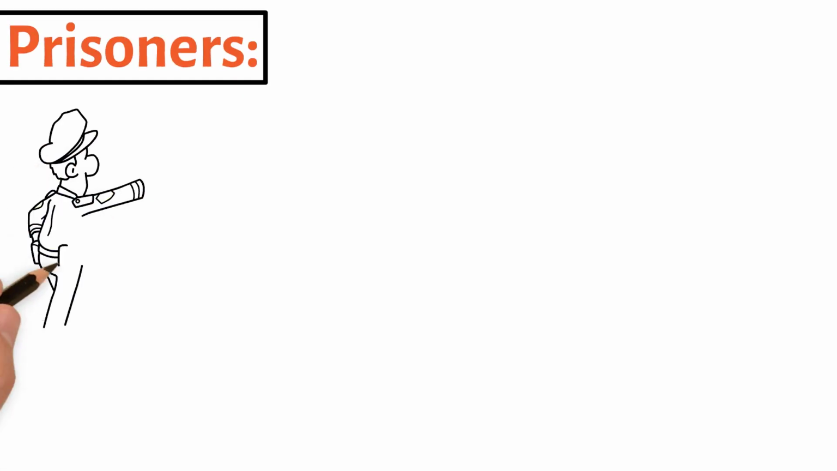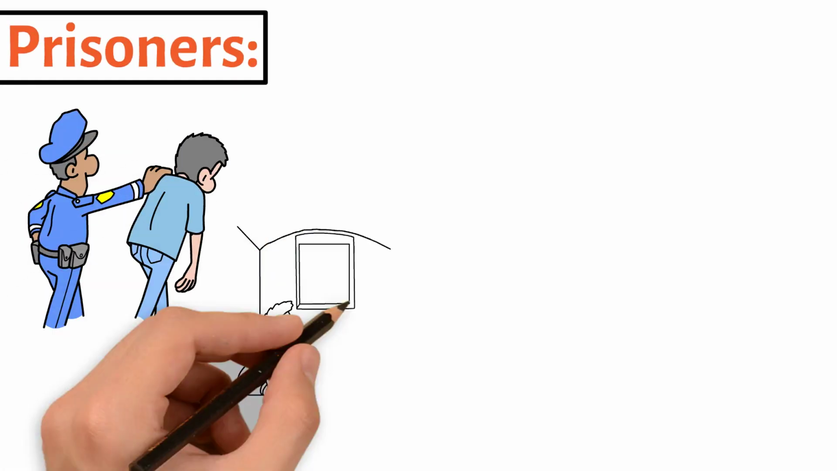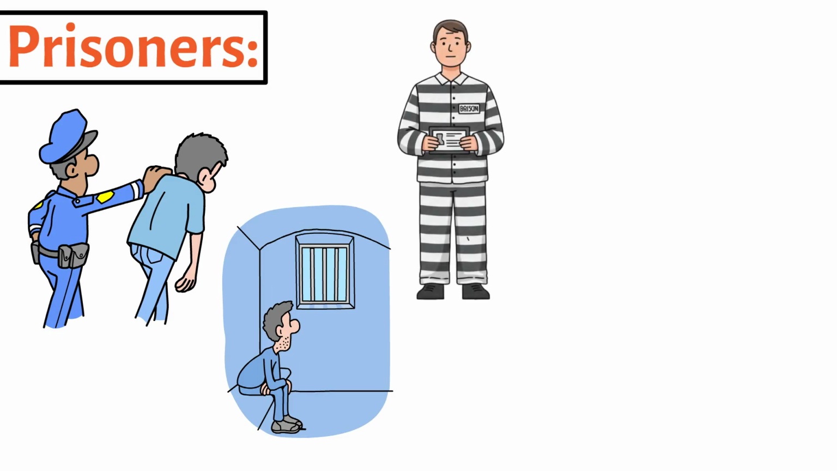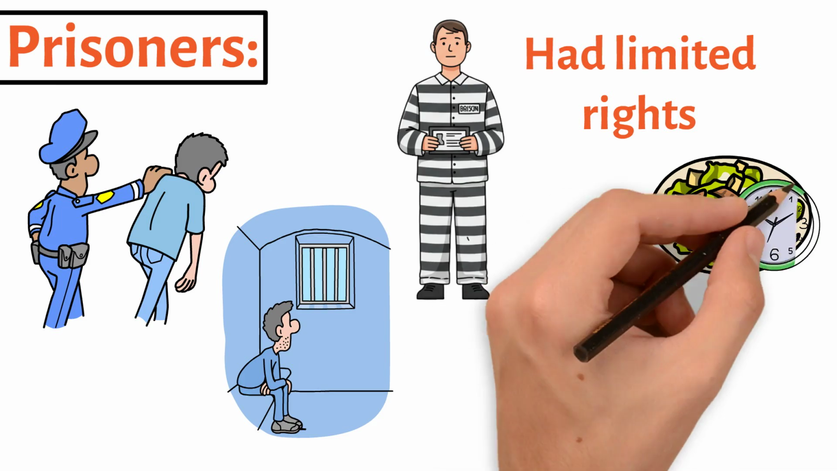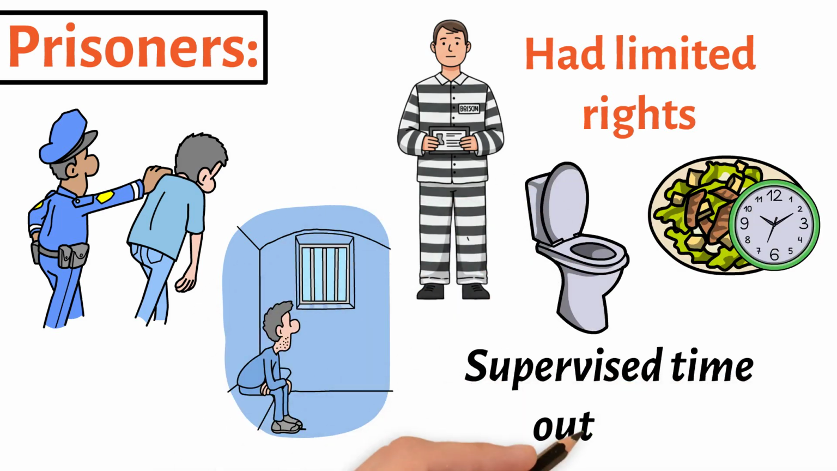Prisoners were arrested at home by real police and taken to the mock prison. Stripped, deloused, given uniforms and assigned ID numbers. Had limited rights, scheduled meals, toilet visits, and supervised time outdoors.